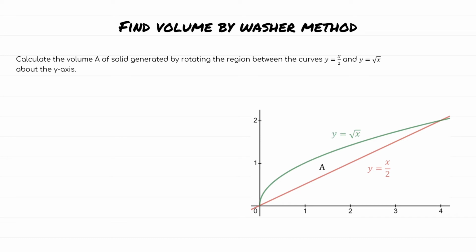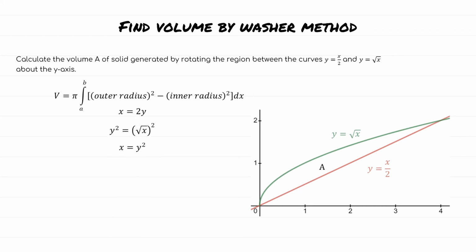Hi, I am Radin. I'm going to continue to find the volume by using washer method. So the question is to calculate the volume A of solid generated by rotating the region between curves y equals x over 2 and y equals square root of x about the y-axis. So y equals x over 2 is the straight line and y equals square root of x is the curve. This is the formula used to find the volume by using washer method. The outer radius squared is minus the inner radius squared.